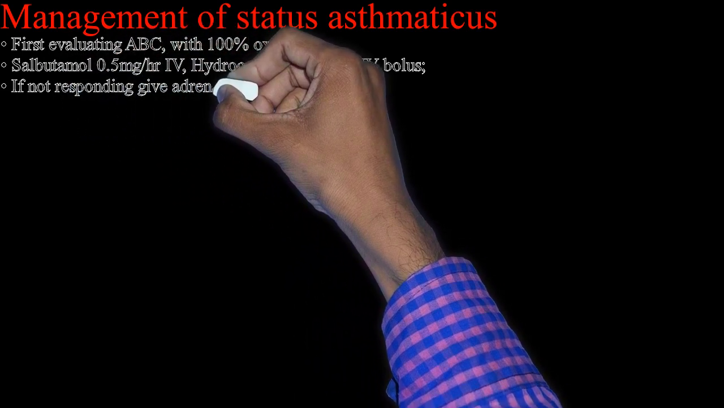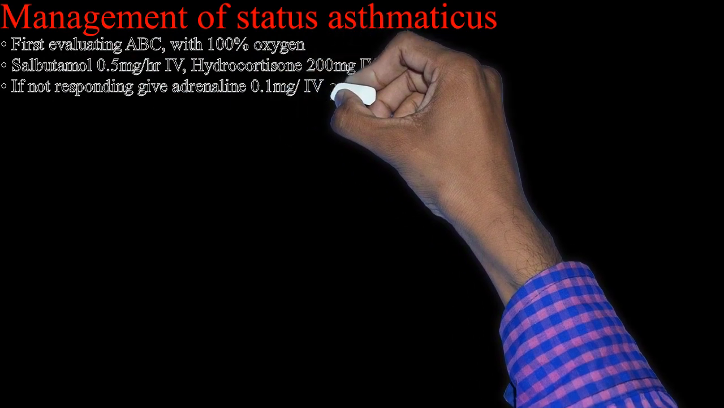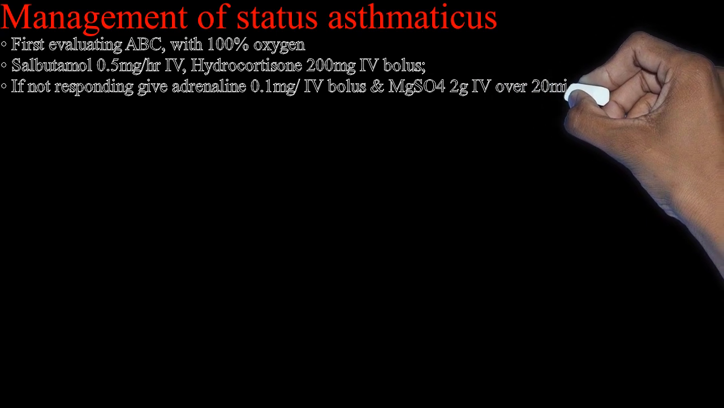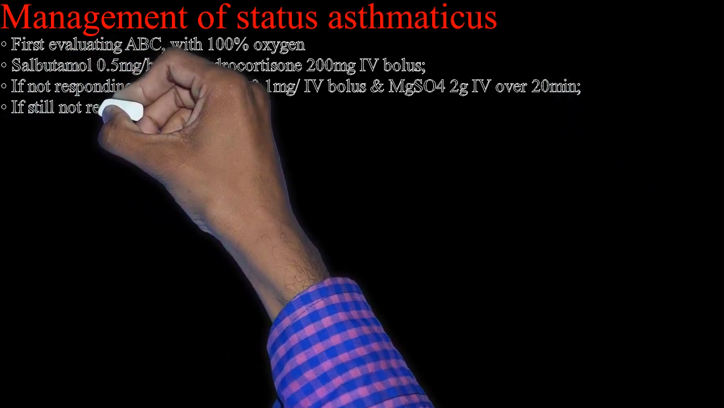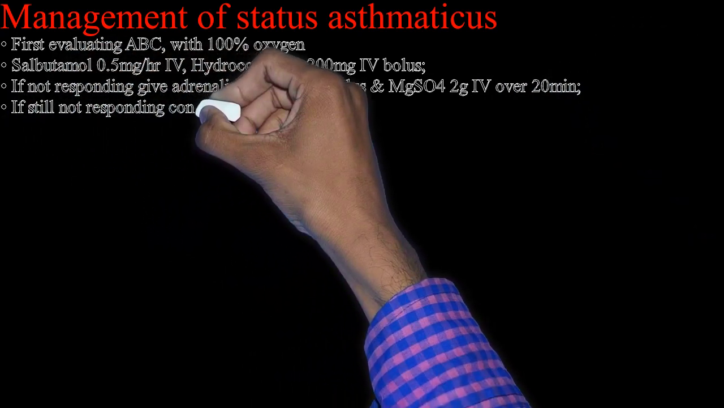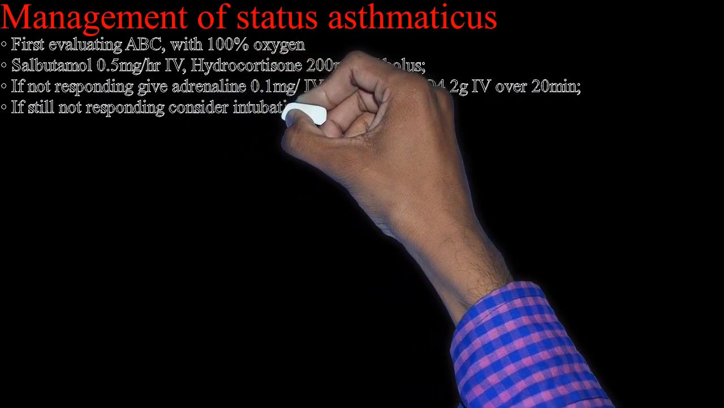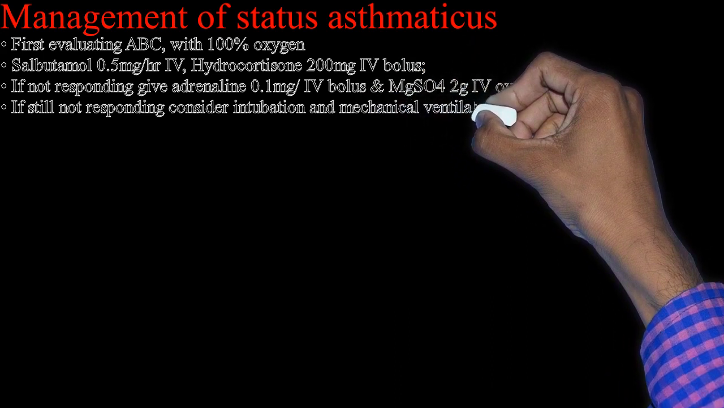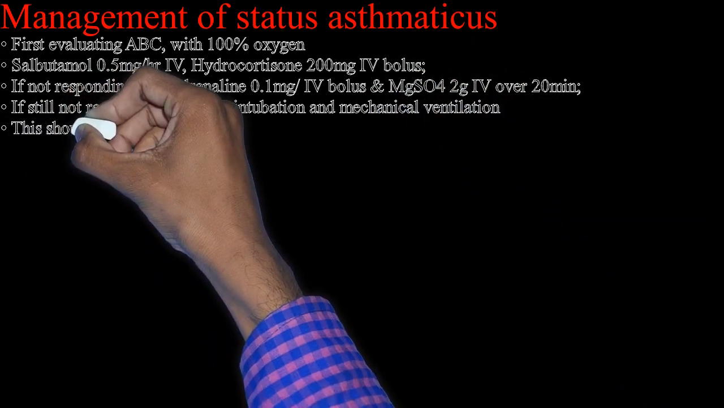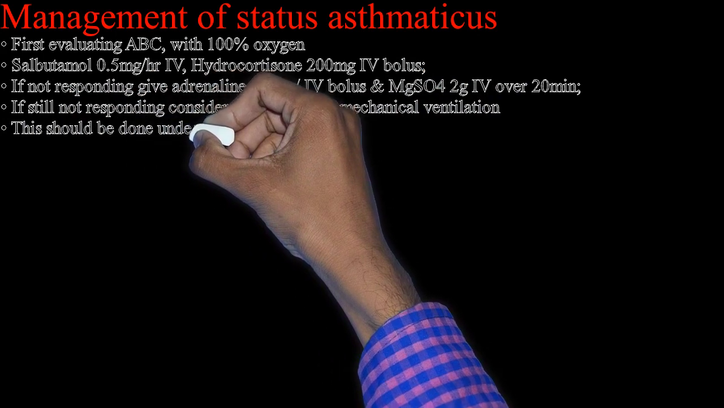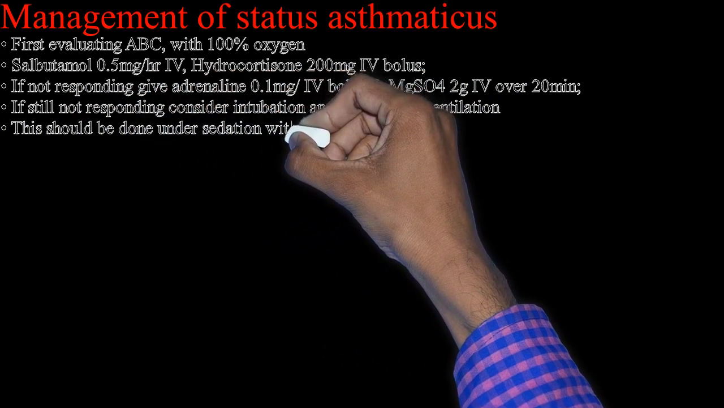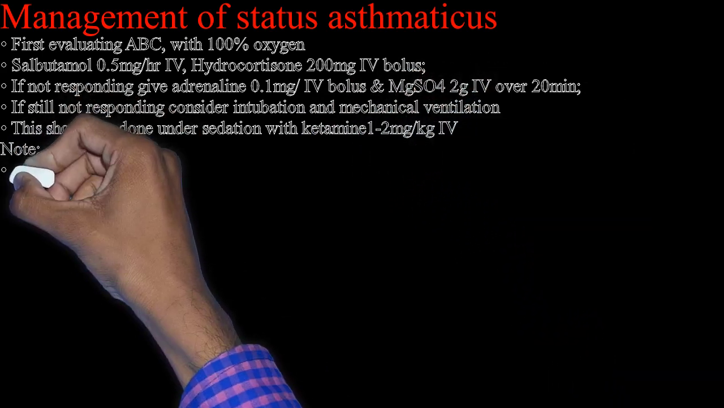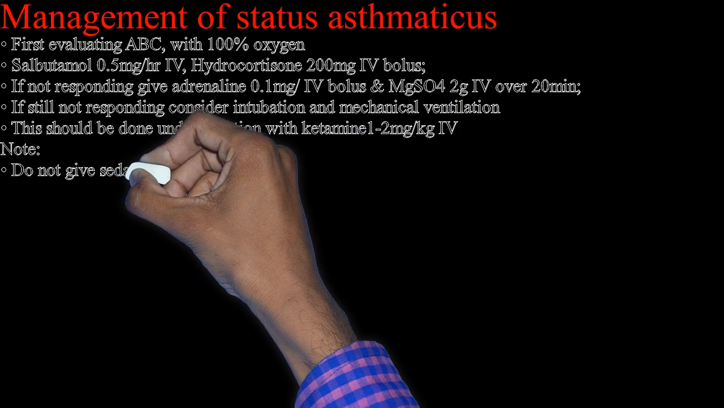If our patient is not responding to any of those above, you administer adrenaline at 0.1 mg given IV bolus, followed by magnesium sulfate 2 grams IV given over 20 minutes. This of course reduces the severity of the bronchospasms. If still the patient is not responding to adrenaline and magnesium sulfate, you may wish to consider intubation and of course mechanical ventilation. It's under sedation with ketamine, which is usually given at 1 to 2 mg per kilogram IV.